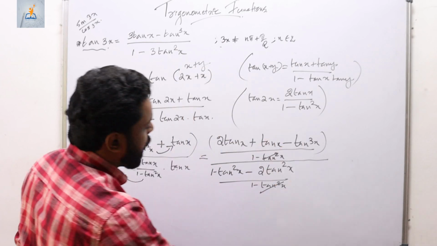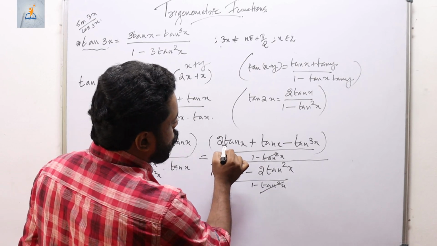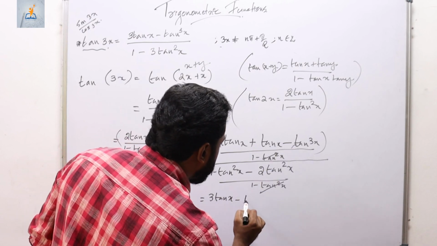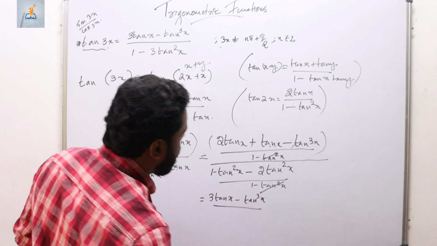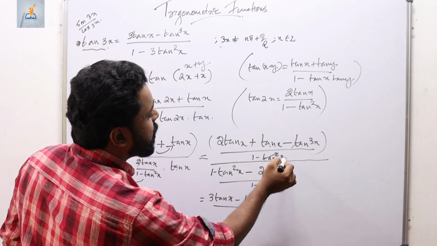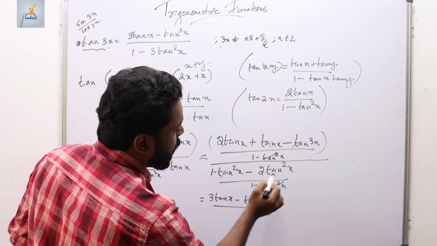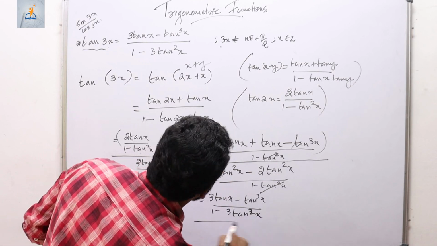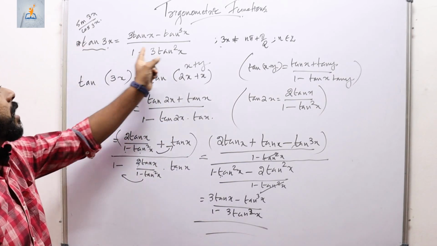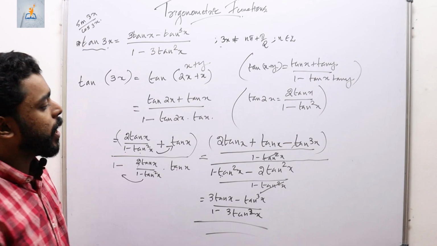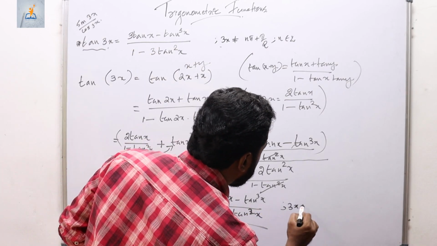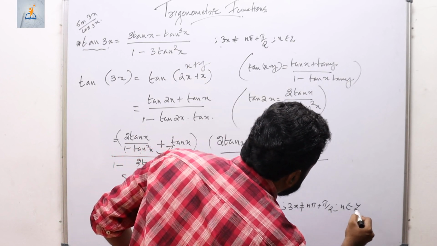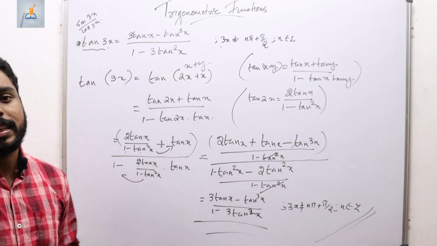So the denominators will cancel each other, and you can see 2 tan x plus tan x is equal to 3 tan x minus tan cube x, whole divided by 1 minus tan square x minus 2 tan square x. See, 1 minus tan square x minus 2 tan square x is equal to 1 minus 3 tan square x. So this was the identity for tan 3x. Of course, you can note that the angle must not be equal to the odd multiple of pi by 2. So 3x not equal to n pi plus pi by 2, n element of Z. So this is the identity for tan 3x.